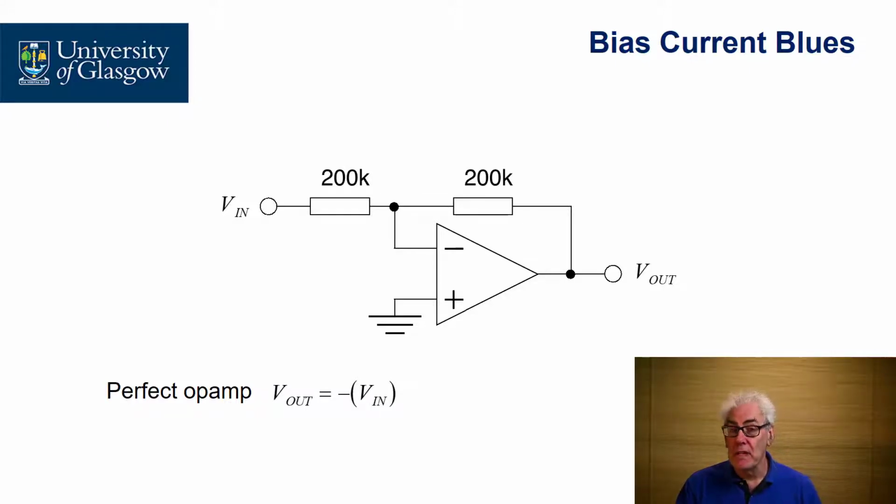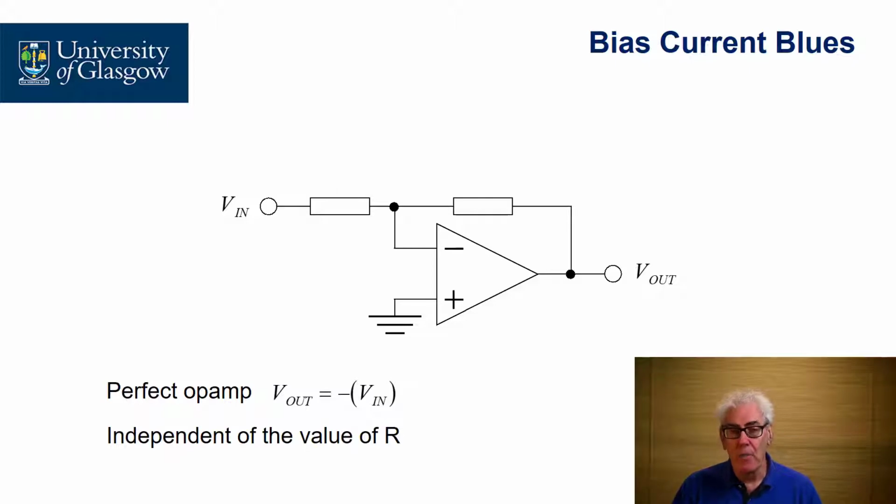And if you increase the resistors even farther to 200 k ohms, then it's almost certain that the output voltage will not be the precise inverse of the input voltage. You've seen an error. In a perfect op-amp, the equation V out equals minus V in is independent of the value of R. However, in a real circuit, you will start seeing errors as the value of R changes. So let's start doing the analysis again.